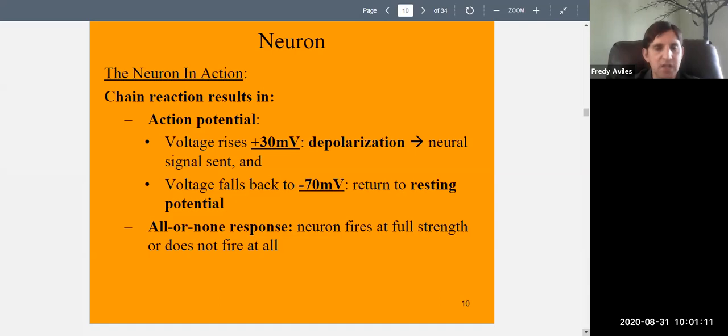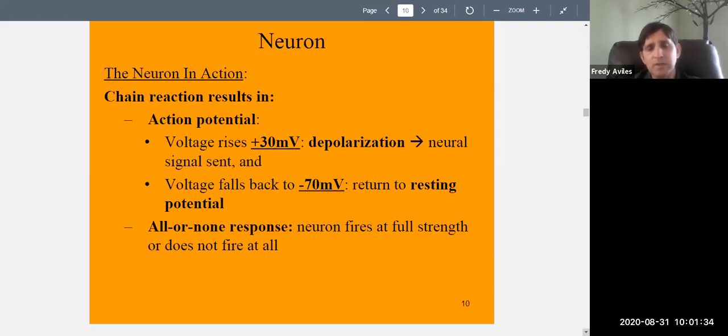Voltage starts at -70, rises all the way to +30 if there's enough stimulation, falls back down to -70. It actually, believe it or not, overshoots a little bit and goes back down too far. It goes to like -75, and then it has to correct itself to get back to -70. And that's a little bit more information than you need to know for this class.